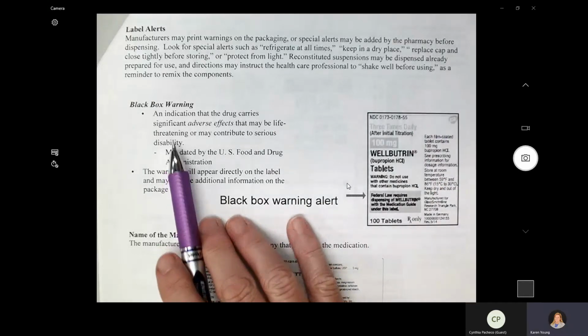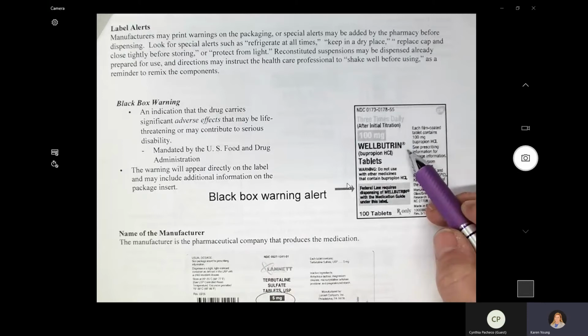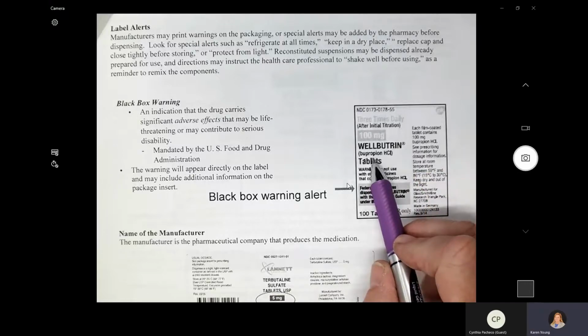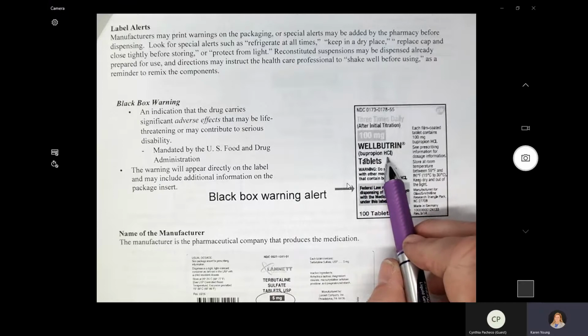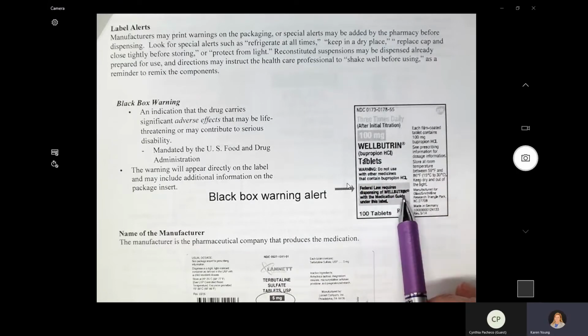Then you have your black box warnings. It's an indication that the drug carries significant adverse effects that may be life-threatening or may contribute to serious disabilities. A lot of the heart medications especially will have it. Wellbutrin is an antidepressant. It has bupropion. But then you have this little black box warning down here.